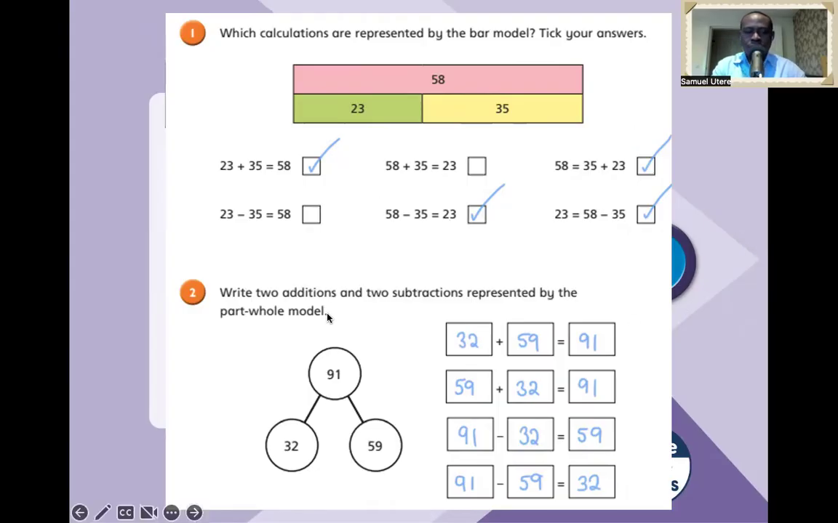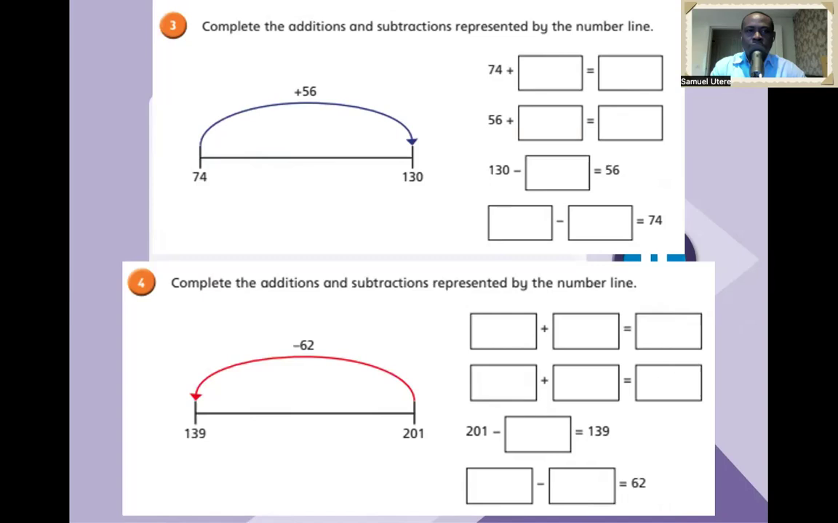And then here you're asked to write 2 additions and 2 subtractions represented by the part-whole model. And you should see we can write it in different ways. It's important that you know how we work with these, because when we start to talk about more difficult aspects of addition and subtraction in year 8, even involving algebra, this method or this idea of knowing that you can write different facts of the same calculation will be very helpful. Pause the video and answer questions 3 and 4 in 3 minutes.